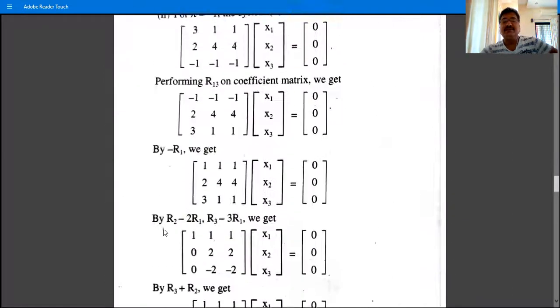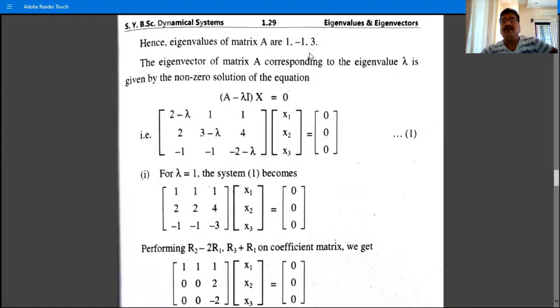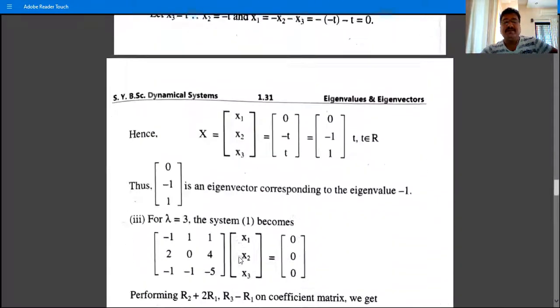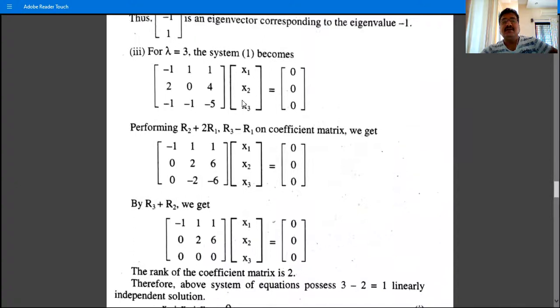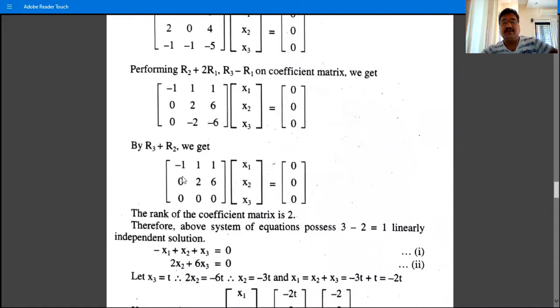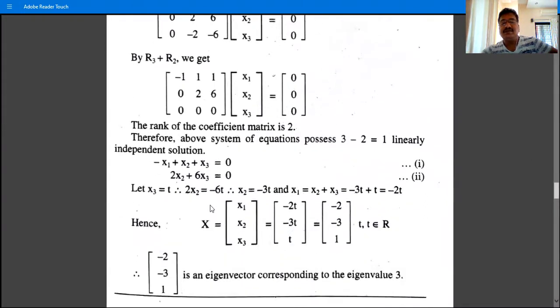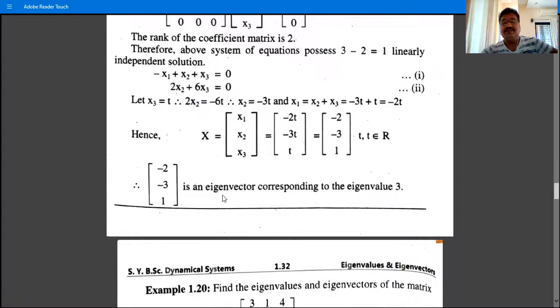Then the third: substitute lambda is equal to 3 in this equation number 1, the third eigenvalue. Again we have the system, and we have to reduce this matrix to echelon form. One more step, 1/2 R2, and then rewrite the equations. We again have two equations and three unknowns, so assign one unknown and find the values of the remaining. So this is the eigenvector corresponding to the eigenvalue lambda is equal to 3.